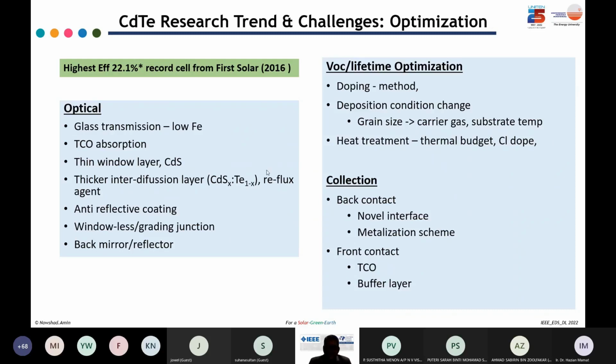And also the carrier collection, because we have to use good contacts. The front contact is solved, but for the back contact, zinc telluride is still a pseudo-ohmic contact. There is still room to improve the back contact after zinc telluride. Usually people use silver or other mixtures. So we can still work on the back contact issue, and we are working on that.